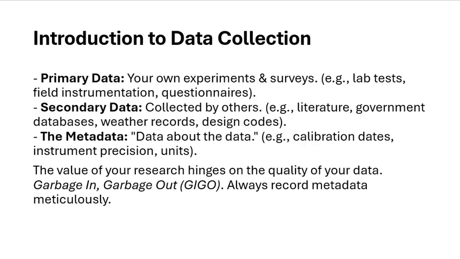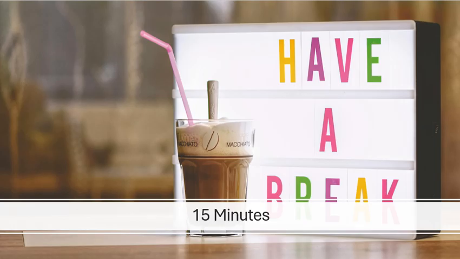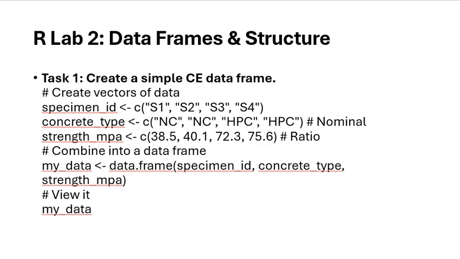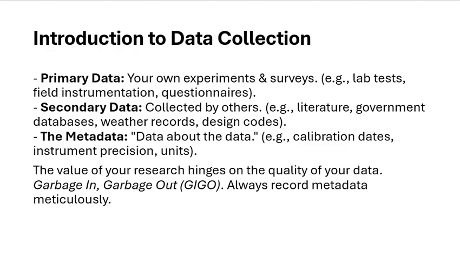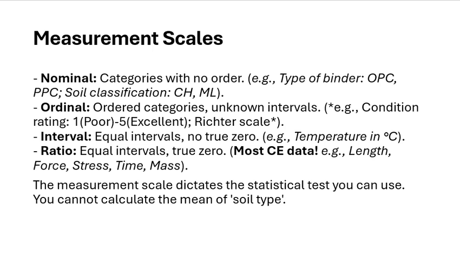What we have discussed up to now is the type of data we have, the measurement scales, and so forth. Okay. And wherever in the slides we are talking about CE, that means civil engineering, okay? There was one thing mentioned earlier which I forgot. Yes, most of the CE data is ratio data, okay? Then stress, force, strength, mass, time.